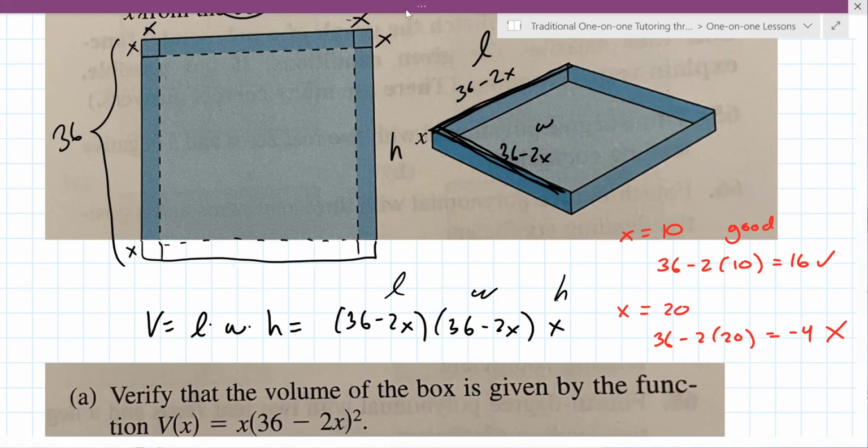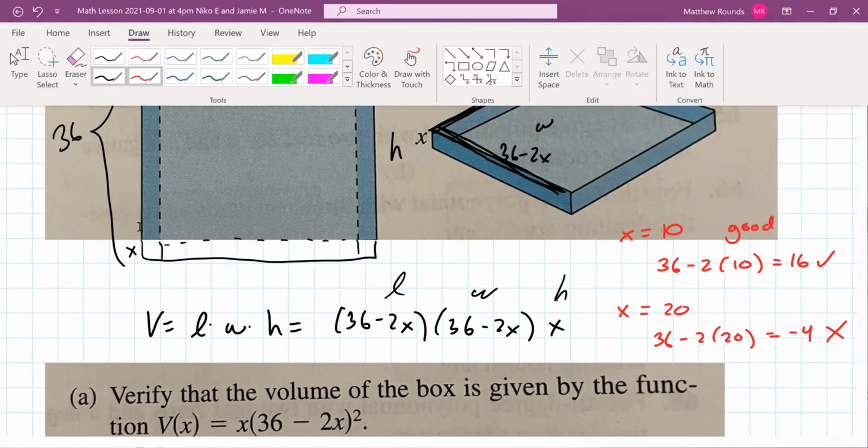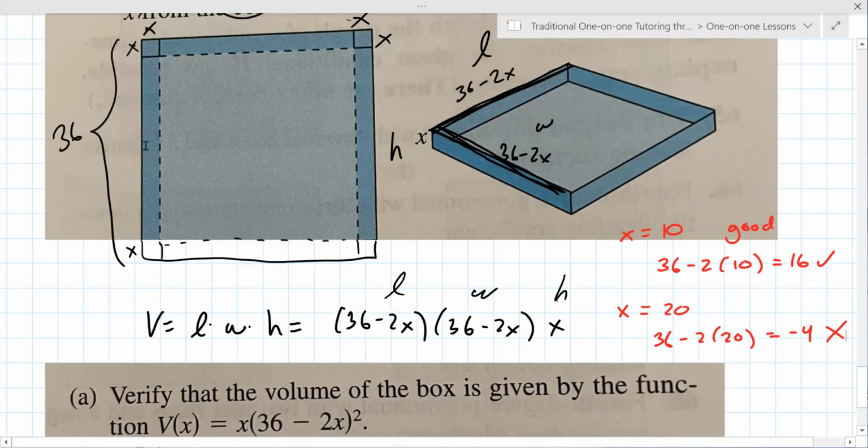Okay, so you're trying to figure out how much you can reasonably cut. Well, you can't cut more than half the length, because if you cut more than half from both sides, you run out of box. So if you were to cut right in the middle at 18, you'd have two cuts, 18 and 18. That's no good.